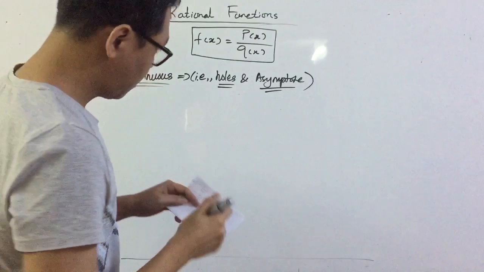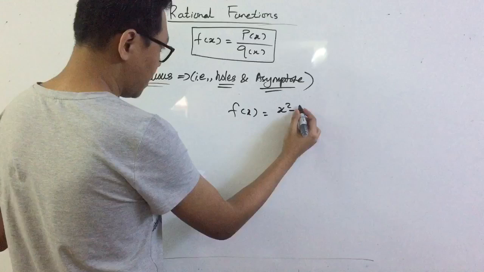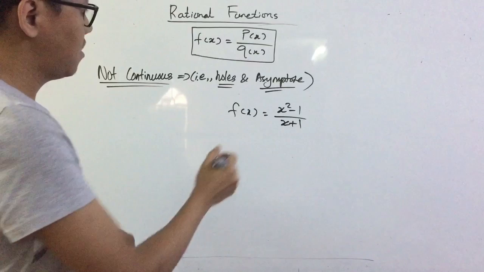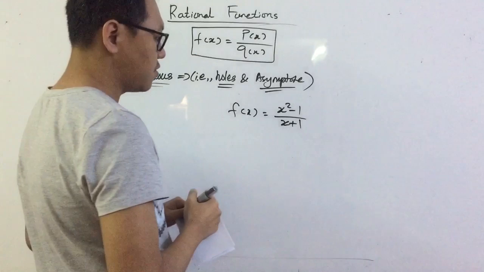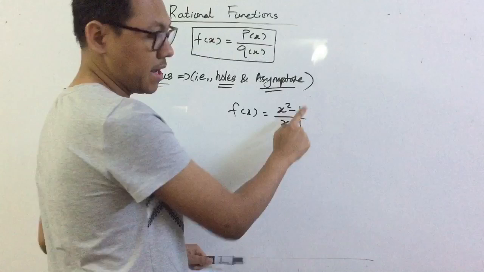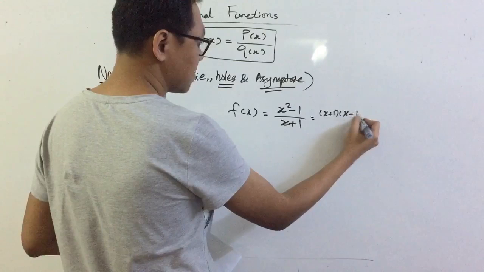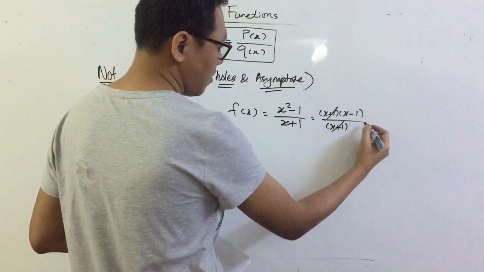f of x is equal to x squared minus 1 over x plus 1. Okay, this is a rational function. Both are polynomials. So what we need to do first is see that this function can be factored. It can be factored, x squared minus 1 squared. So I'm going to factorize this: x plus 1, x minus 1 over x plus 1. See, this can be cancelled, so it will be x minus 1.